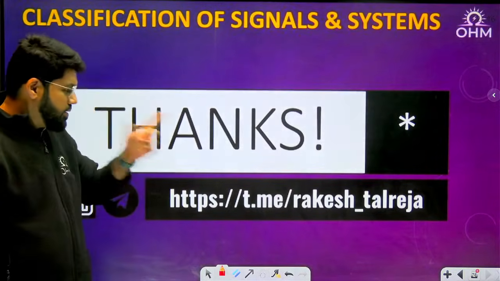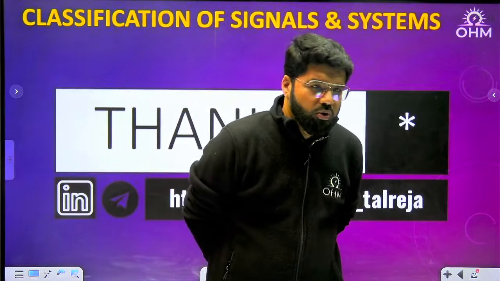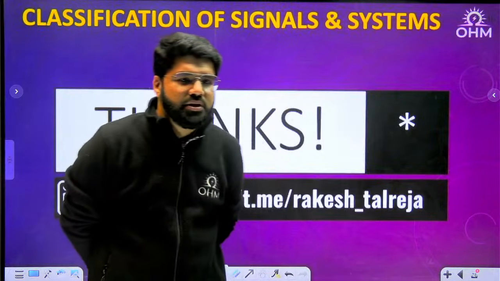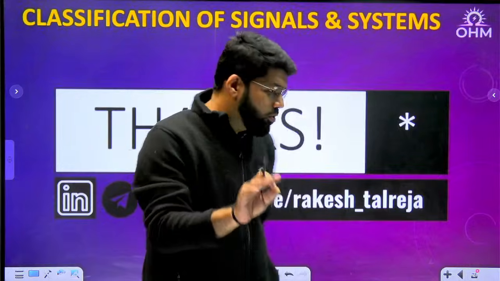Those who are looking for the PDF, I'll share it mostly by tomorrow. I'll try for tonight, otherwise tomorrow I'll share the PDF 100%. Fourier transform also I will take, but day after tomorrow.